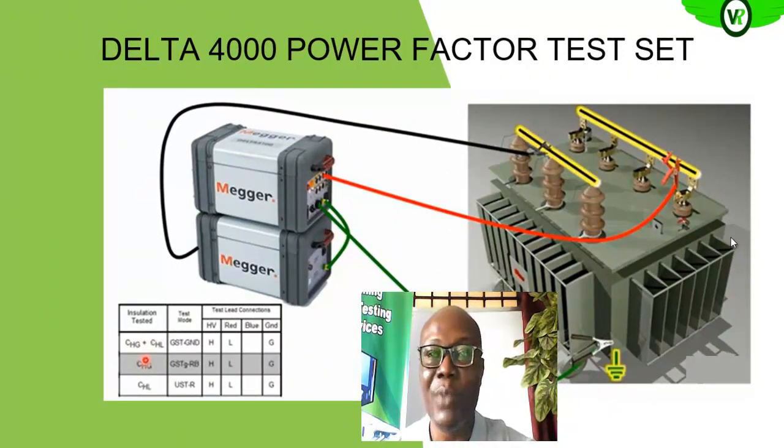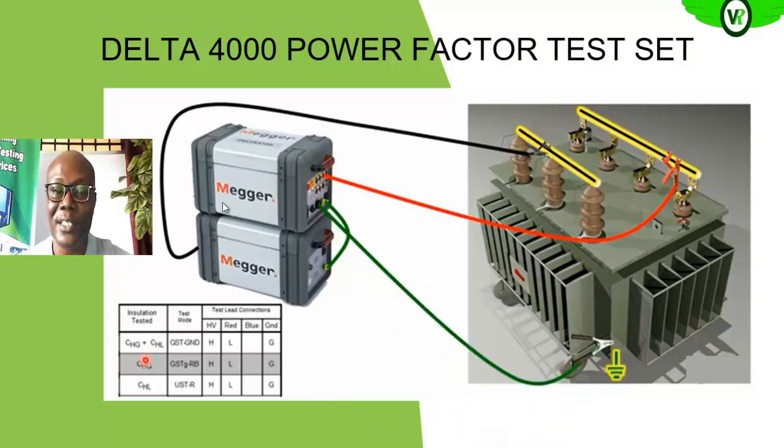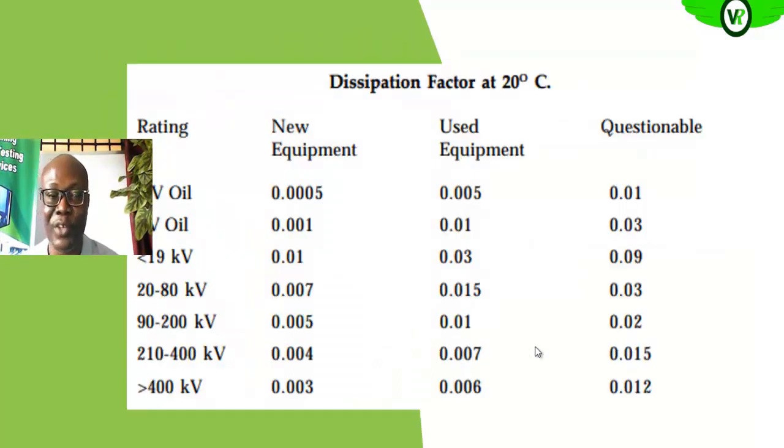So this is the Data 4000 power factor test set. So the connection is as simple as indicated in this diagram. So this is the high voltage source, and this is the high voltage cable that is sent to your high voltage terminal of your transformer. Remember, this connection is the same as we've had before, and then this is sent to the low voltage terminal, and then the ground terminal, which is this green lead, is connected to your equipment ground. So with this test, you can measure the power factor and the dissipation factor to determine the amount of losses that you could incur in your transformer, the insulation of the transformer.